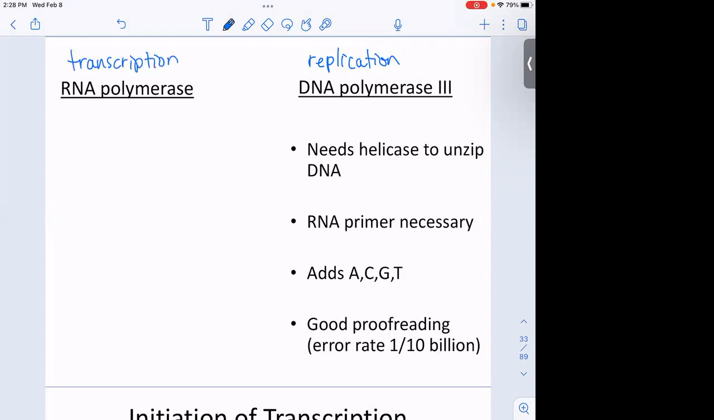Remember, DNA polymerase 3 does not separate those strands of DNA itself. It needs a helicase enzyme to do it. For RNA polymerase, no helicase is necessary. It is able to unzip DNA itself.